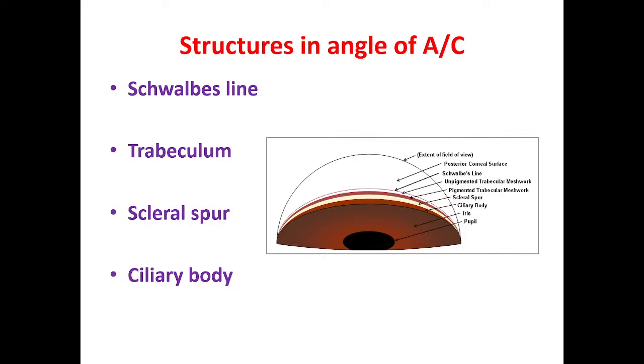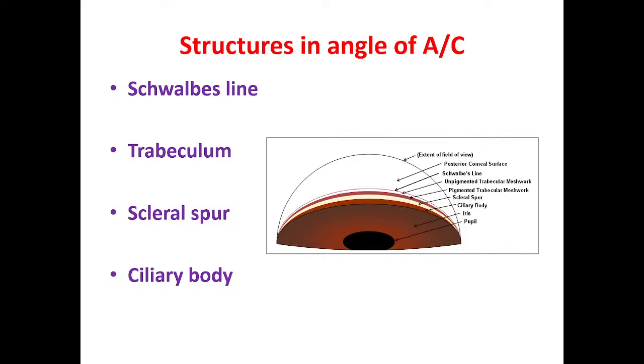So what do we see in the angle? We see 4 structures. First, starting from the corneal side, we see the Schwalbe's line, the first white band. Then comes a pigmented band, which is nothing but the trabecular meshwork. A brownish pigmented band is seen, second to the white band. Then we see another white band, part of the sclera, known as the scleral spur, to which the longitudinal fibers of the ciliary body are attached. Then comes the brown band, which is nothing but the ciliary body, to which the root of the iris is attached.